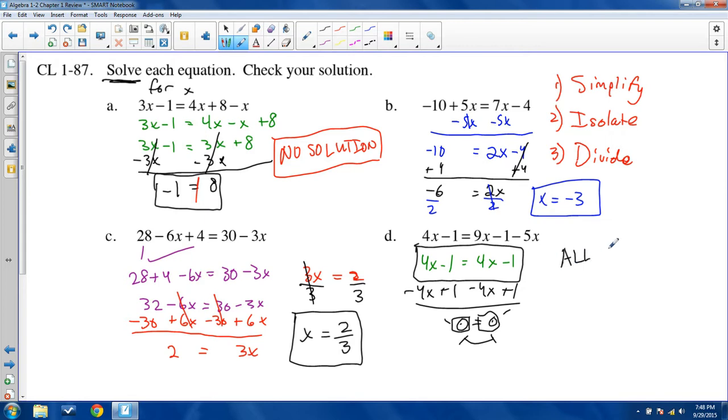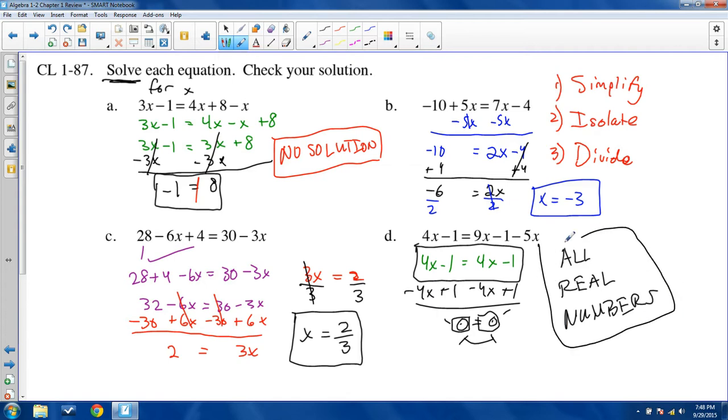So what do you write? All real numbers. Remember, you are answering the question, what can x be? It can be any real number imaginable, and you'll get the left side to equal the right side. As you can see, the balance here is 0 equals 0. And smiley face guy, bucktooth smiley face guy, is very happy.